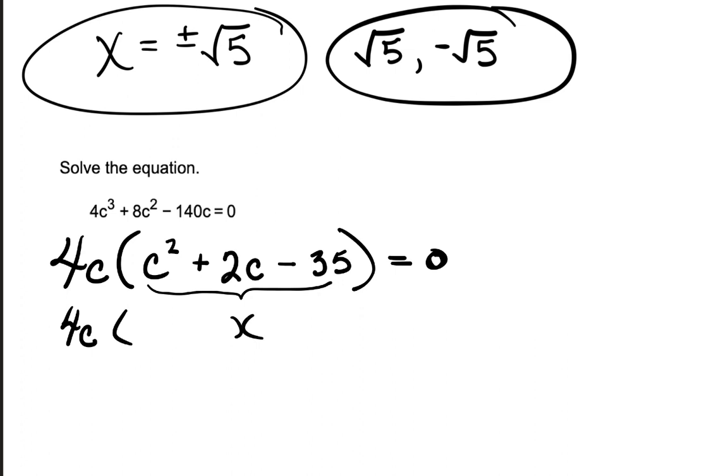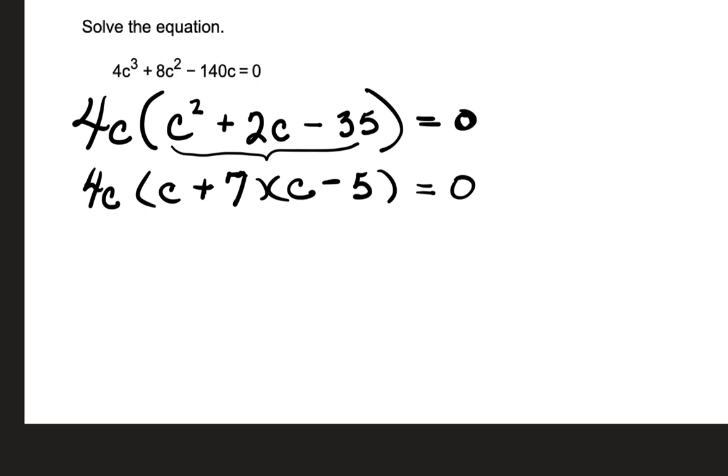Let's factor this thing into 2 parentheses. C times c, and then for 35 we'll do 7 times 5, right, because 7 minus 5 is 2. I think that's right. You just want to factor it. Now notice, we factored it, except this time we have 3 factors.